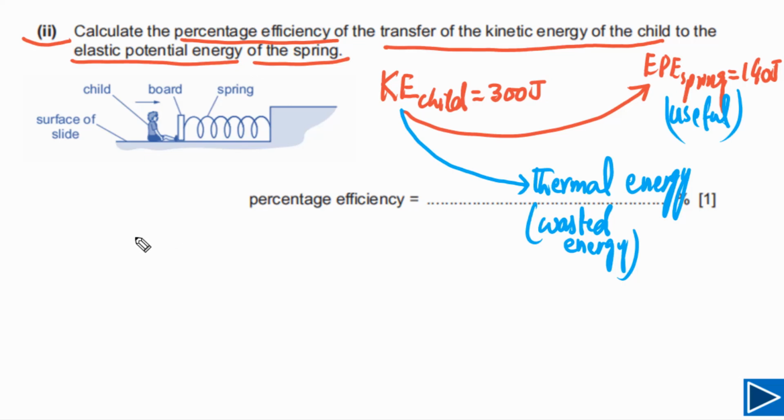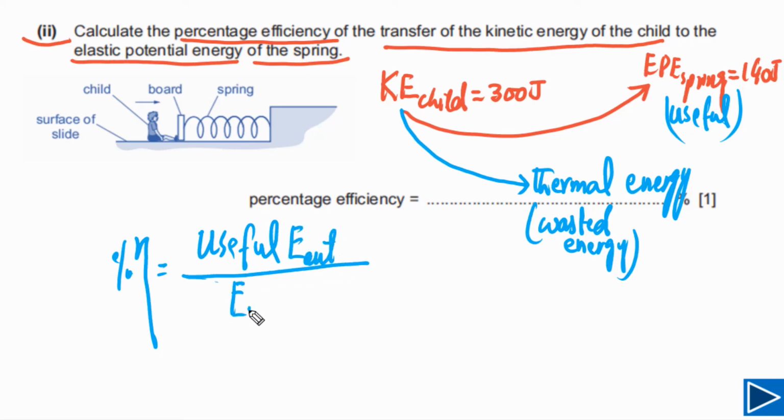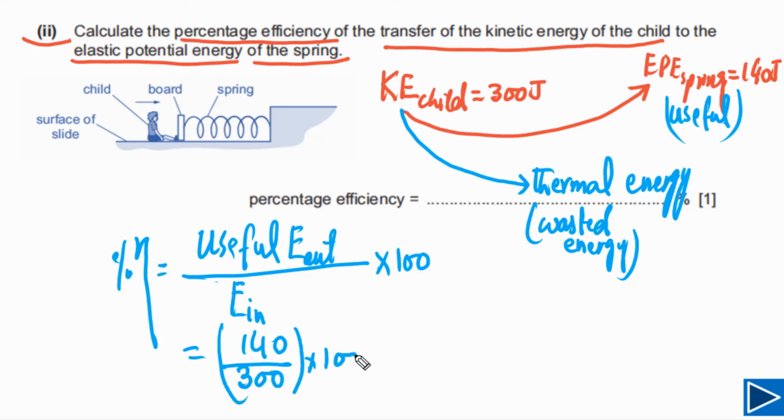Now we need to find the percentage efficiency. So simply we can say percentage efficiency is equal to useful energy output divided by total input. Then we need to multiply this by 100. In this case, useful energy output is EPE, that is equal to 140, and input energy is equal to kinetic energy. We have to multiply this by 100. If you multiply by 100, our final answer will be 47%. And this is the answer. This question has only 1 mark. If you have got the right answer, you will get the answer mark.